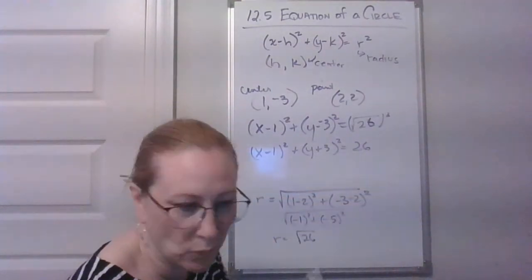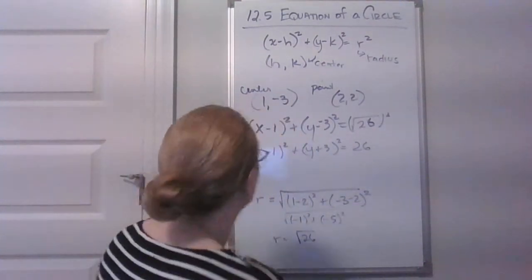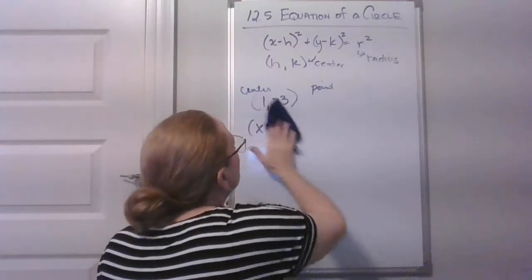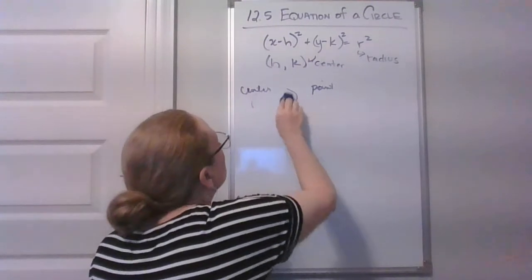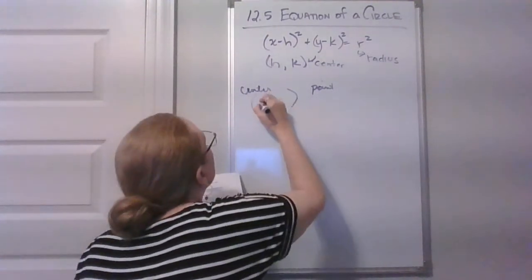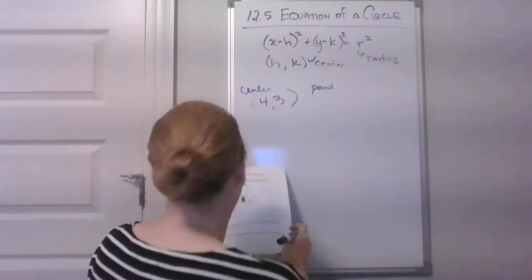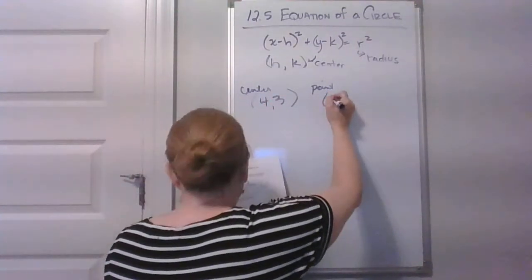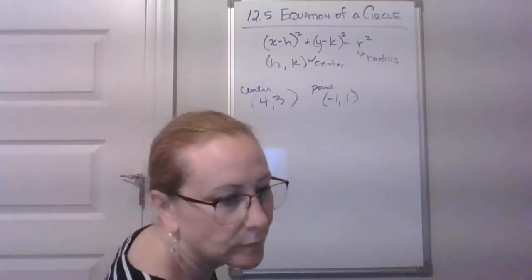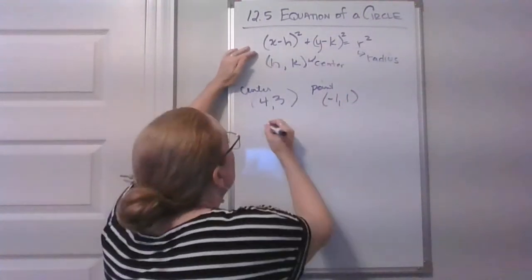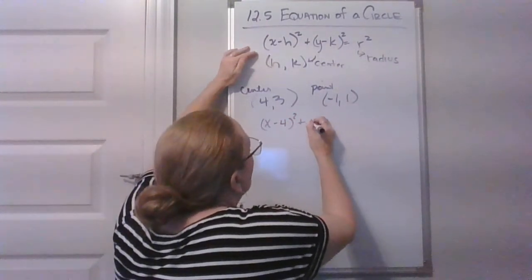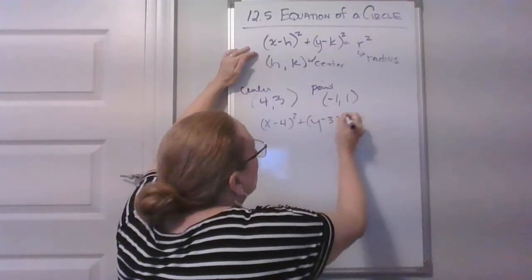All right, let's do another one like that. This time our center point will be 4, 3. And our point on the circle is -1, 1. So taking our equation, we have x minus 4 squared plus y minus 3 squared.